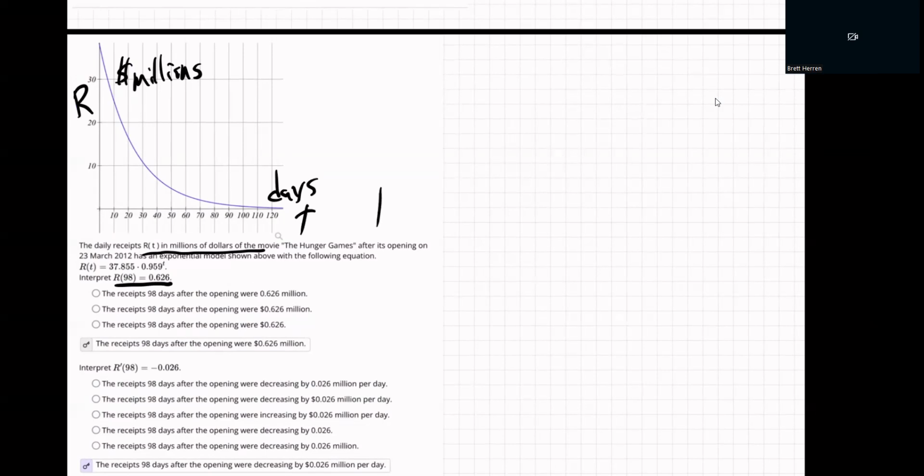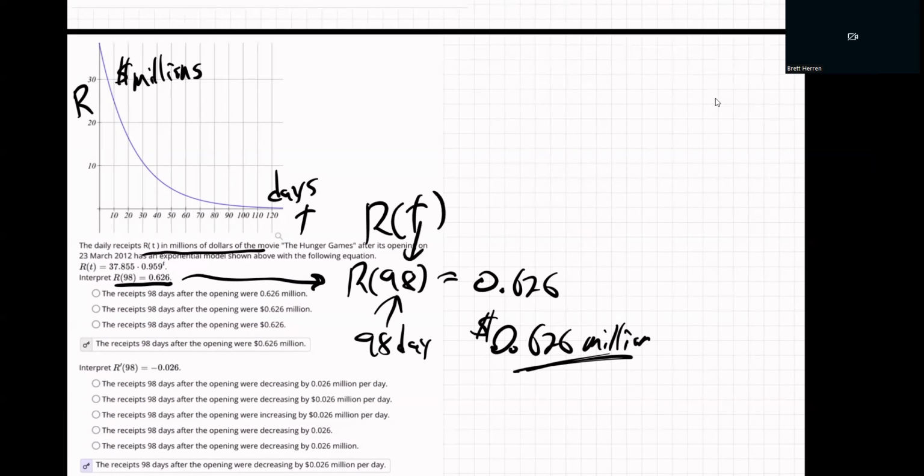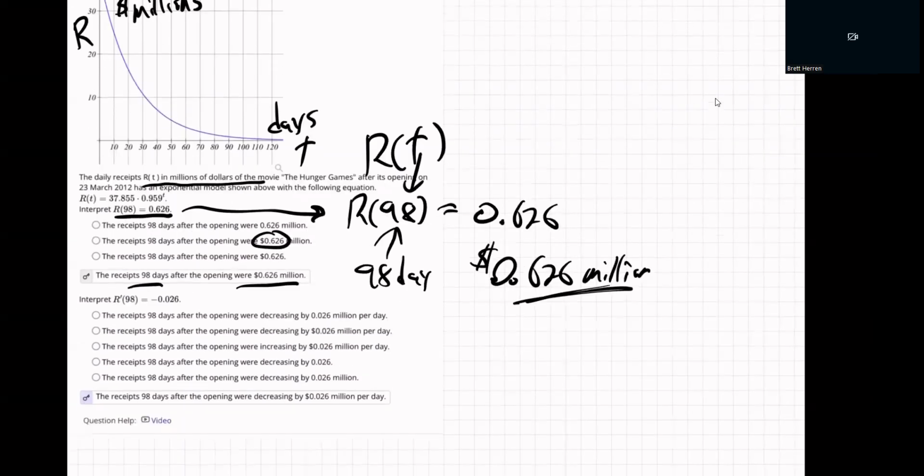Okay, so R of 98, let's grab this right here, equals 0.626. That means at 98 days, it was making 0.626 million, because R is money and it's R of T, so T must be days. So 98 days, 0.626 million. Don't forget to take the answer with the dollar sign. They're trying to trick you by giving you one without the dollar sign, and another that doesn't have the word million. That's all kind of silly.